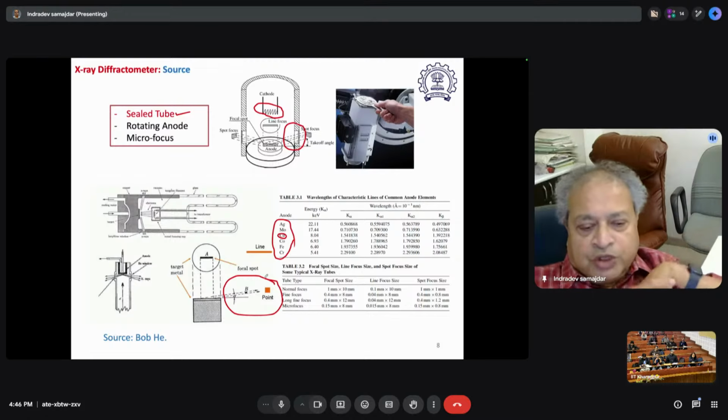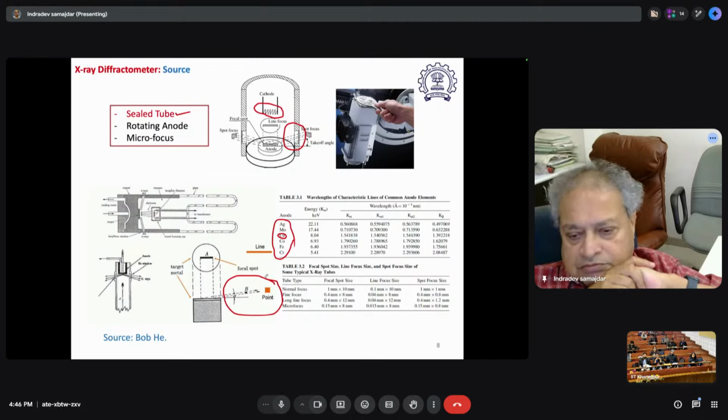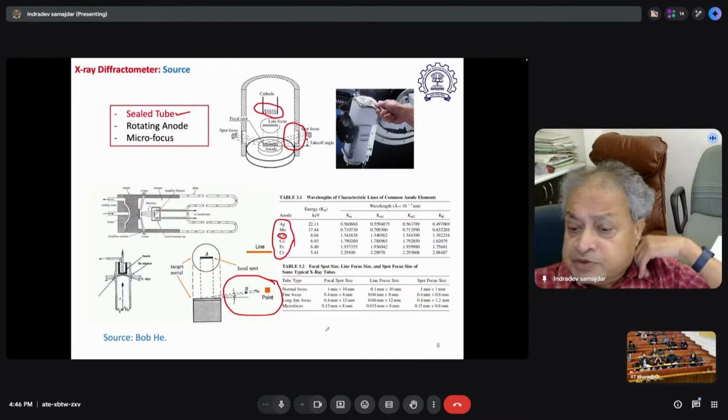If somebody is doing regular powder diffraction, line focus is your choice. If somebody is doing texture or stress, you have no option other than going to point focus. The reason I'll explain later on in the goniometer part. So you have different tube types, different focal length types, and so on.